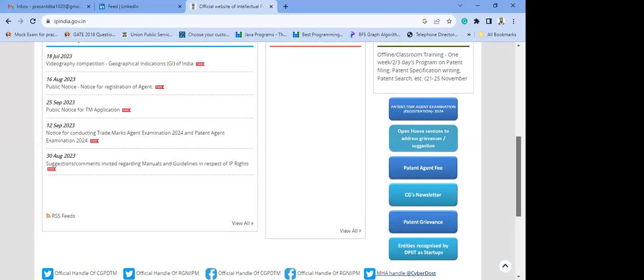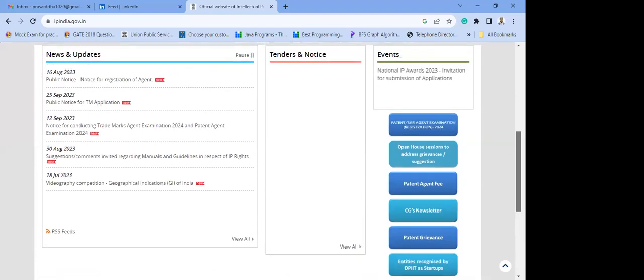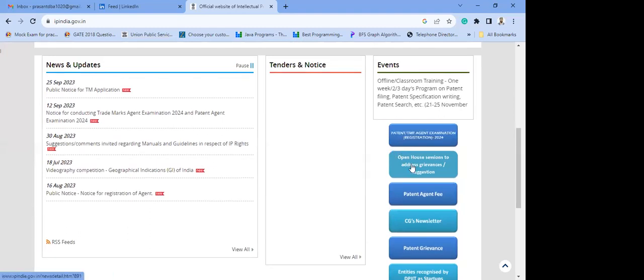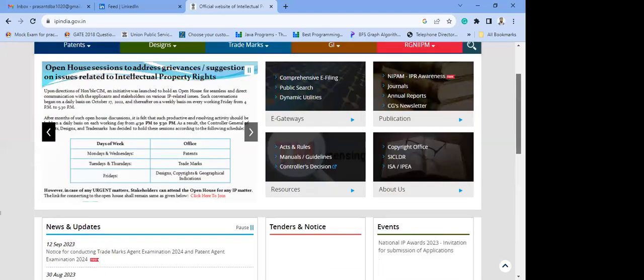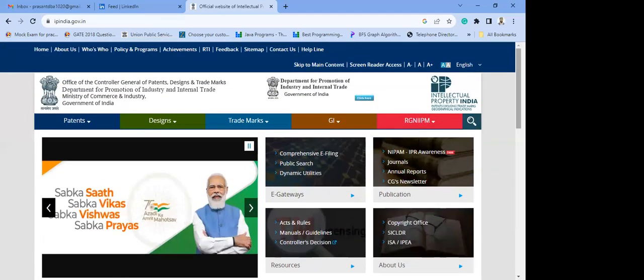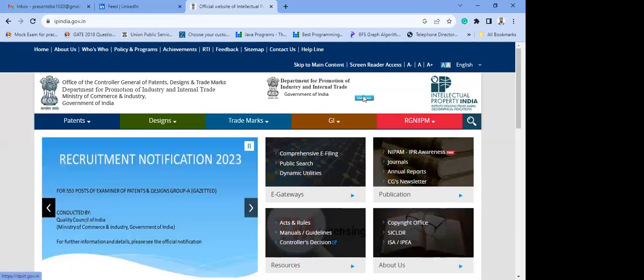Okay. So if you want to register or if you want to give the patent agent exam or anything, you can click here. You can do this here. So we get the login platform here. We can log in ourselves and do our patent publications and everything. Okay, so these are the steps you should follow here. Once I click here, it will open another website.